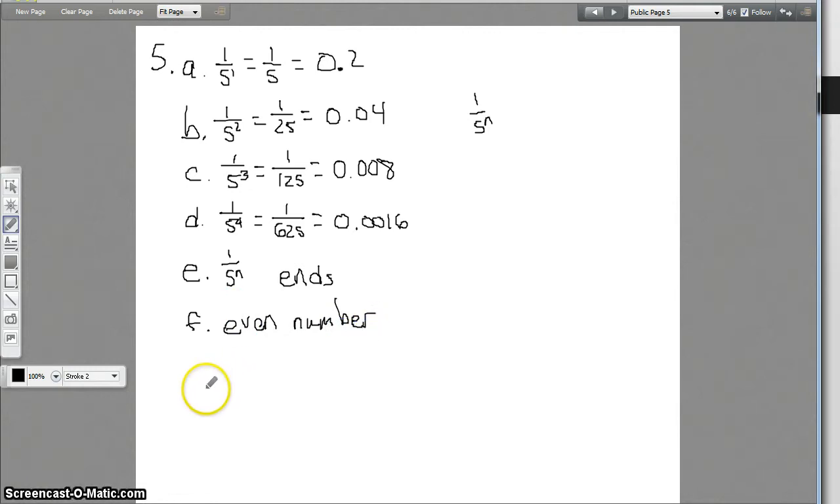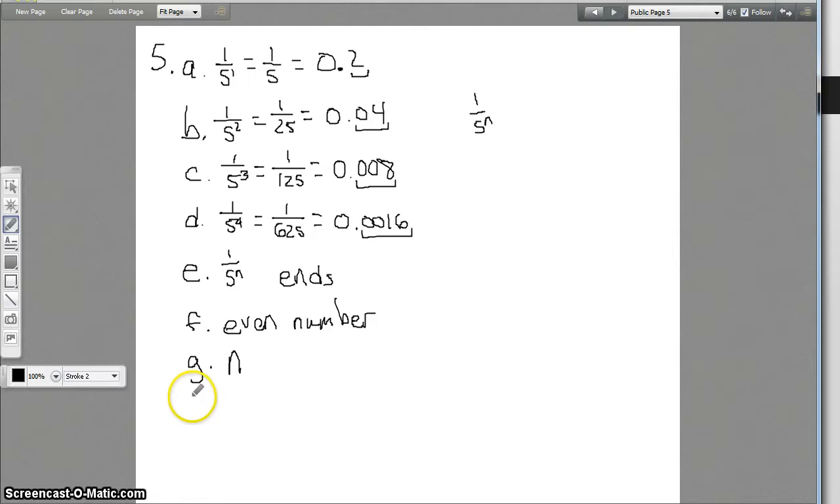Okay, part G. How many digits do you think it has before the period? Okay, so that means how many decimal places do you think there are before it terminates? So let's see, 1 over 5 to the 1. When n equals 1, we have 1 decimal place. When n equals 2, we have 2 decimal places. When n equals 3, we have 3 decimal places. When n equals 4, we have 4 decimal places. So I'm going to say the number of digits before the period is going to be n. Whatever our n happens to be, that's how many decimal places we'll have.